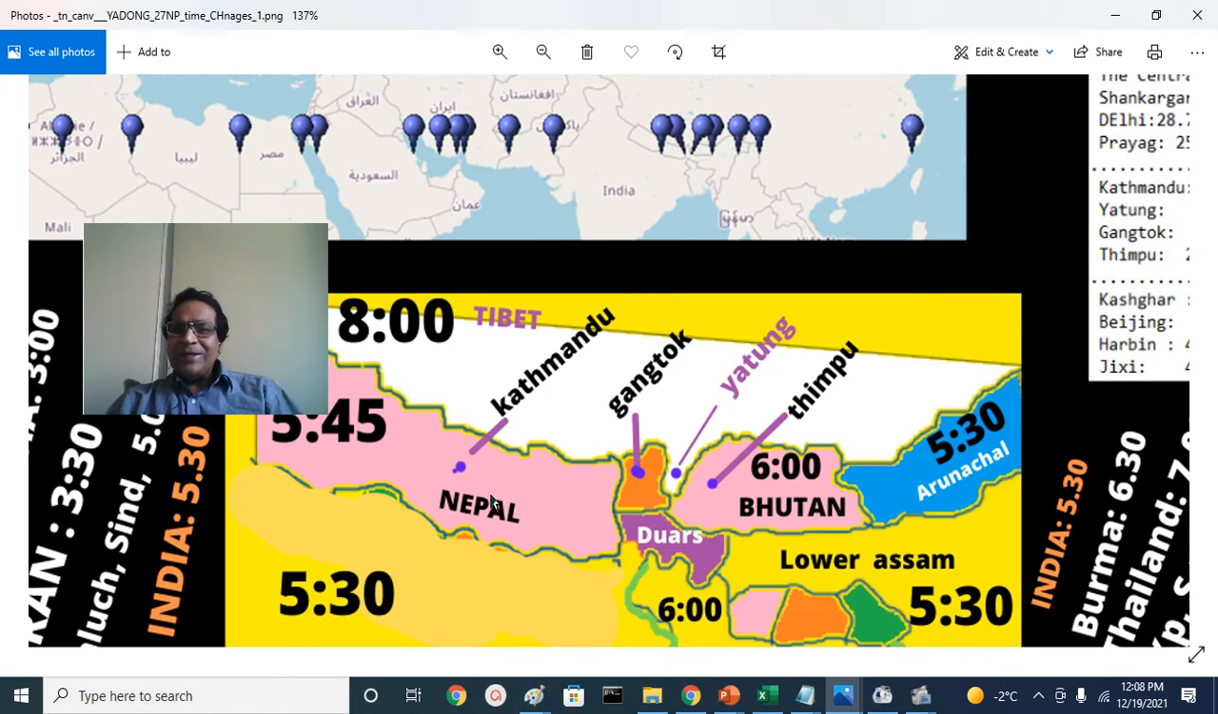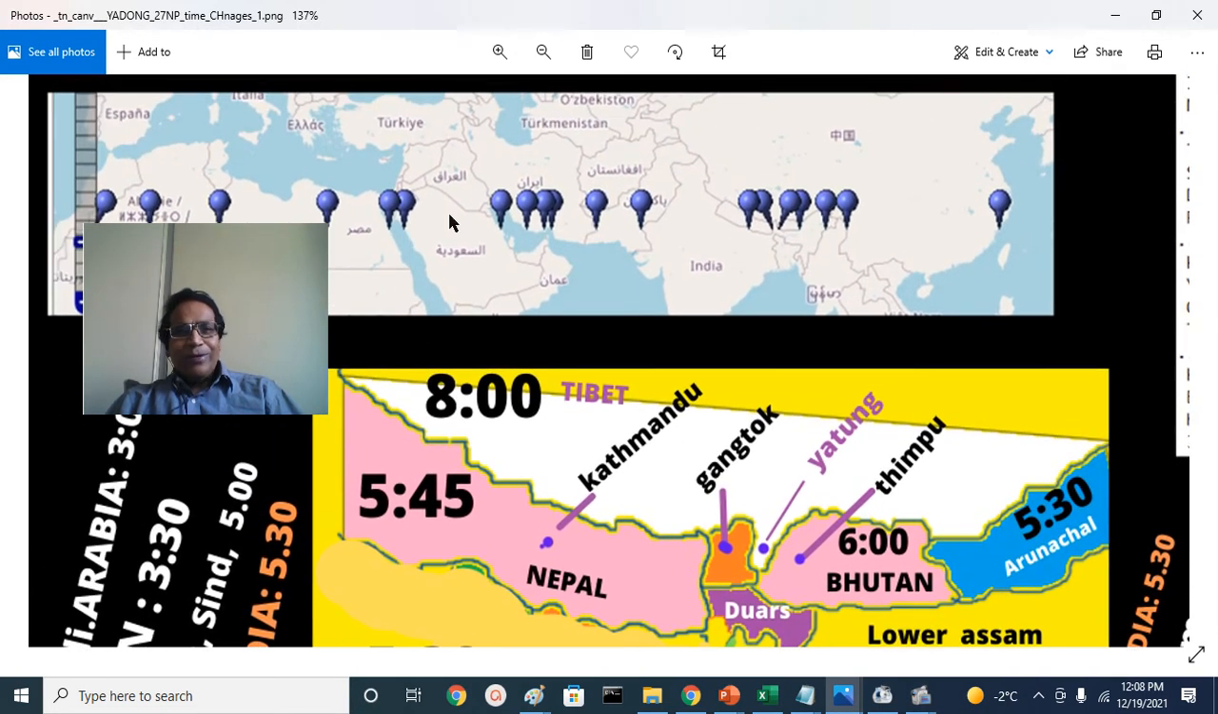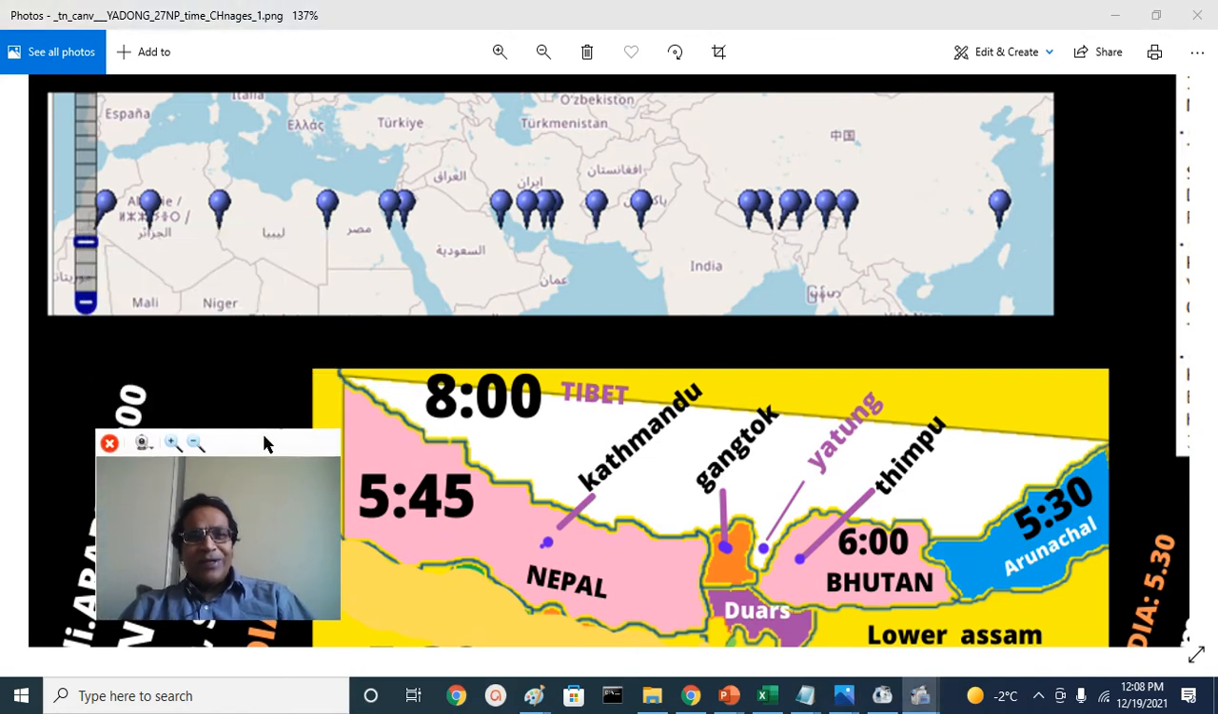This is called natural time or local time. Across in the Duars, that is Kalimpong, Kurseong and Darjeeling, Cooch Behar, Jalpaiguri, and Goalpara, and all those regions, they follow the normal time, that will be quite normal. That is a natural time.